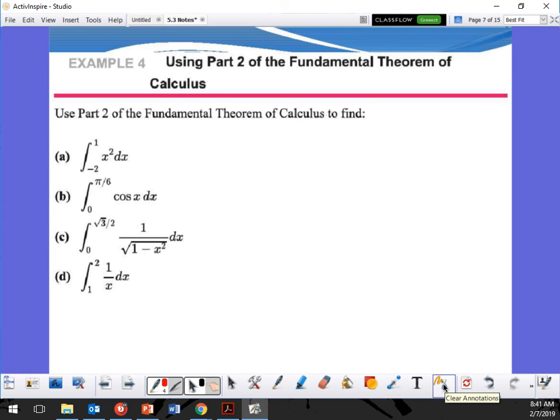Okay. Antiderivative of cosine. Why negative? Just sine. So it's going to be sine x from 0 to pi over 6. So it's top minus bottom.